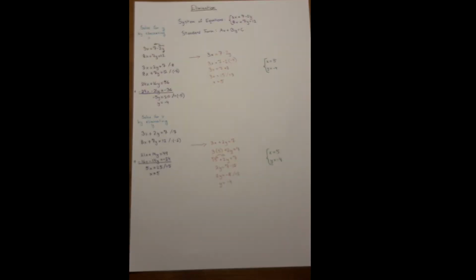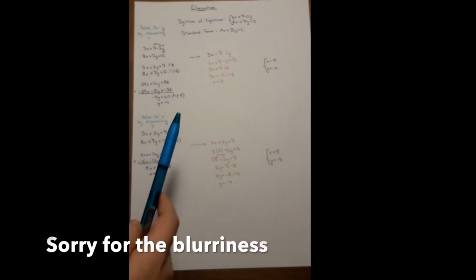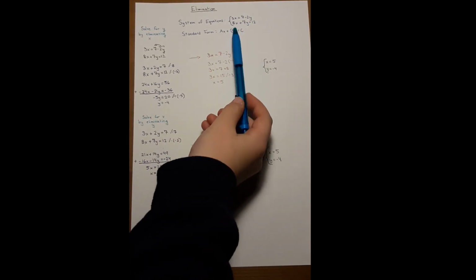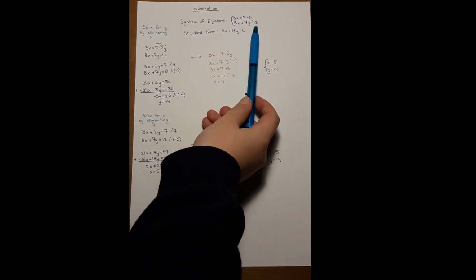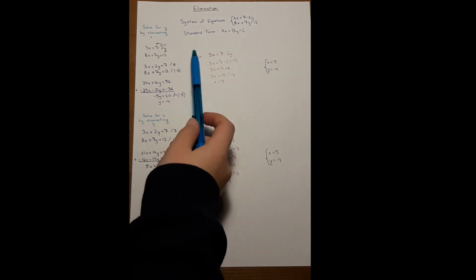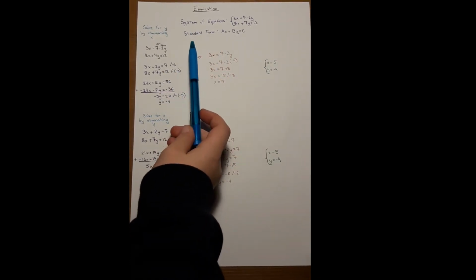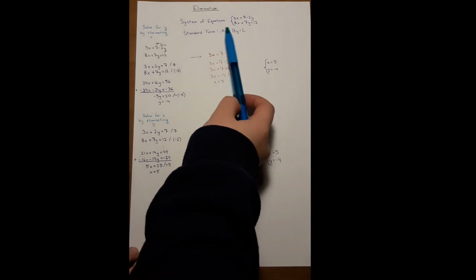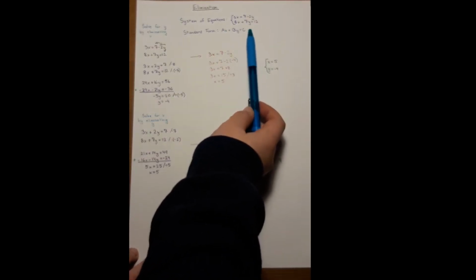This is solving systems by elimination. So my system of equations is 3x equals 7 minus 2y and 8x plus 7y equals 12. To solve by elimination, we first have to get the two equations into standard form, which is ax plus by equals c. Luckily, the second equation is already in standard form.